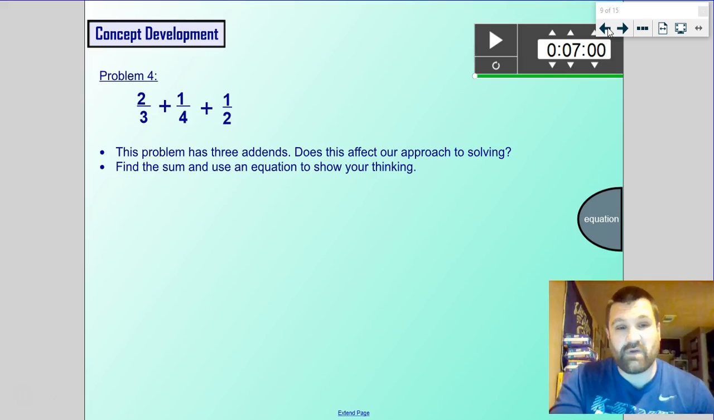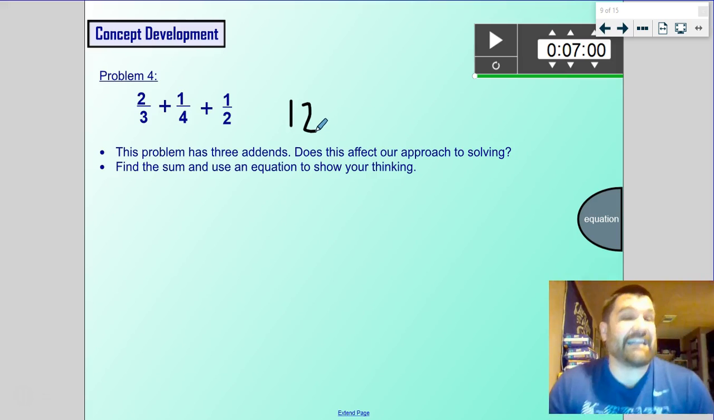Okay. 8 plus 4 is 12. Can 2 go into 12? Yes. Can 3 go into 12? Yes. Common denominator. And that would be 12. Okay. There's a lot of different ways to do that.